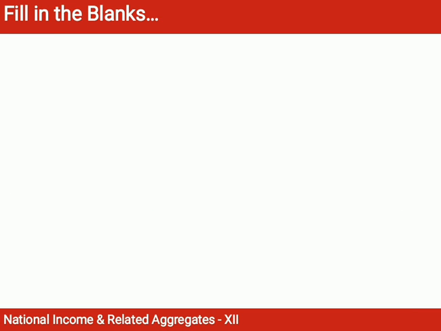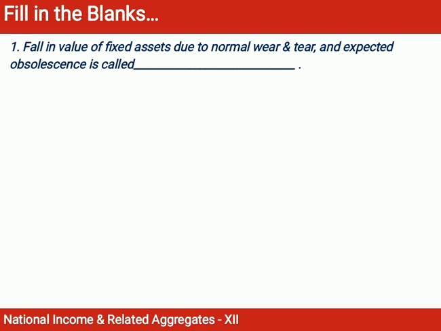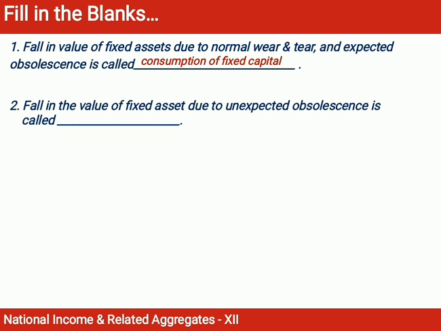This is an important concept. Please fill in the blanks. First, the fall in the value of fixed assets due to normal wear and tear and expected obsolescence is called depreciation. And second, fall in the value of fixed assets due to unexpected obsolescence is called capital loss.